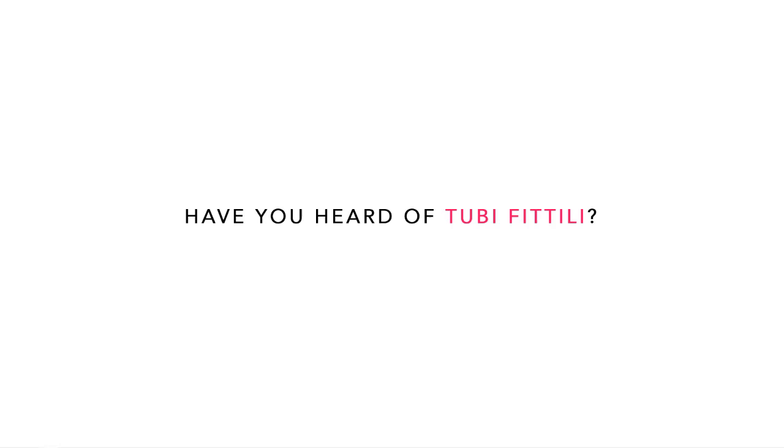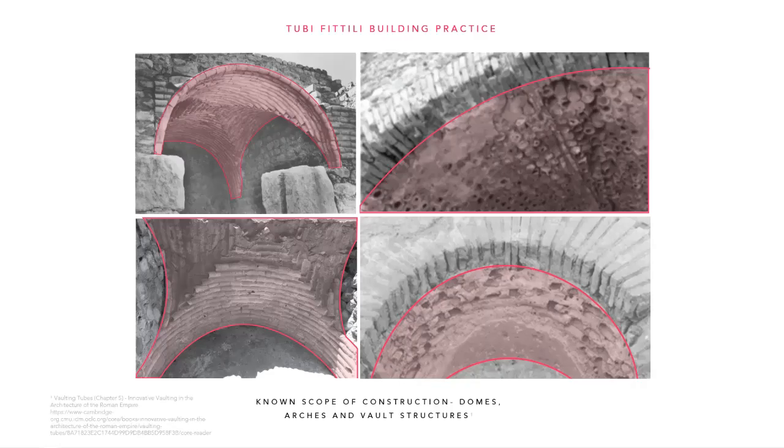Have you heard of tubi fittili? I'm sure most of you haven't. Tubi fittili is a technique of tubular vaulting which originated in the Roman Empire and had gained popularity due to its ability to offer heat resistance and insulation while ensuring a lightweight design. It is a building technology that was born as a response to the scarcity of timber for scaffolding and an immediate need to provide for the growing population.